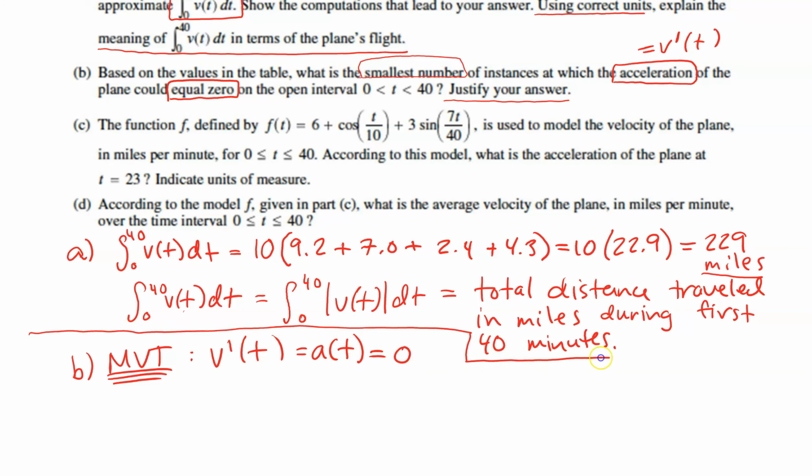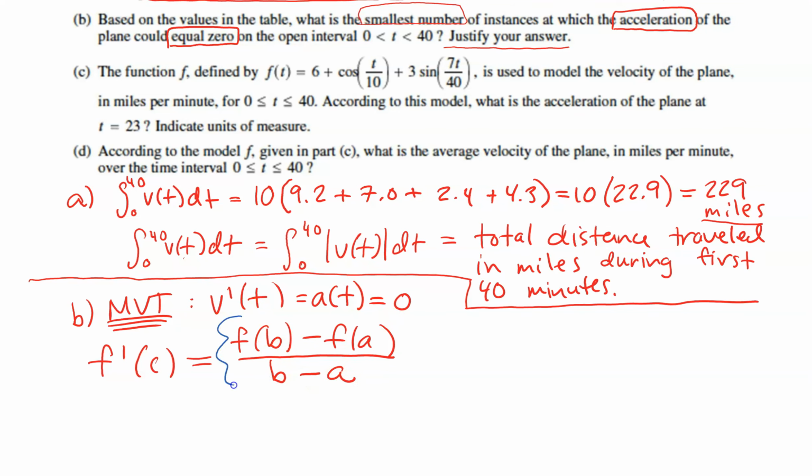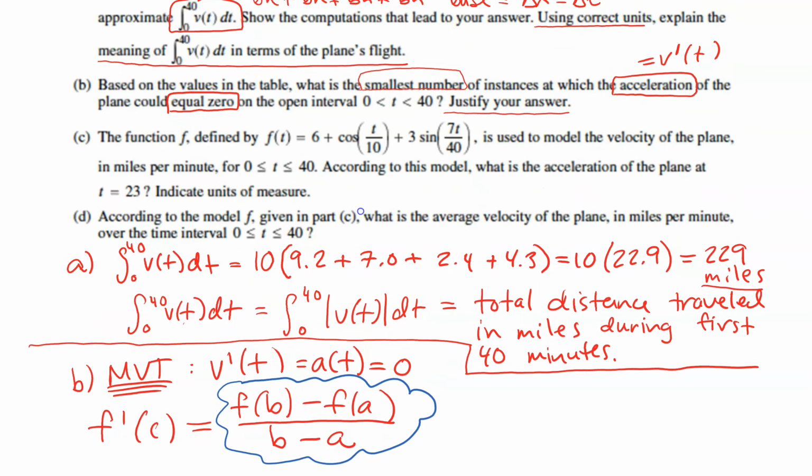Okay? So the thing about mean value theorem is, the main statement of it says this: as long as your function f, or in this case v, is continuous and differentiable on a particular interval, then its derivative at some point on that interval will equal the average rate of change, which is determined by this difference quotient right here. So in this particular problem, what we want to do is see if there's ever a point when that average rate of change of velocity is equal to 0.